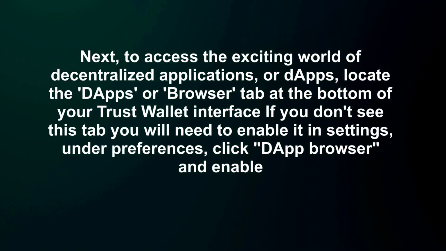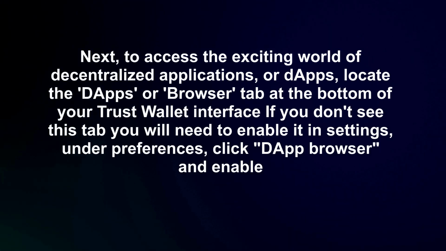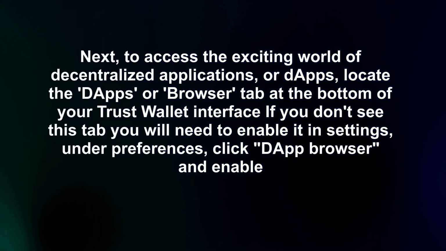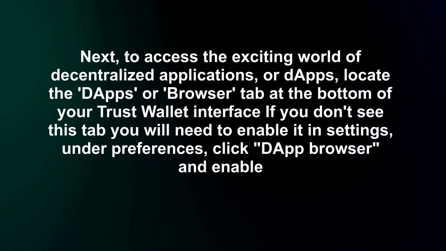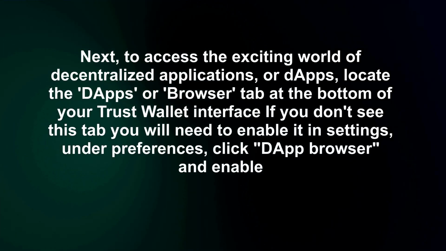Next, to access the exciting world of decentralized applications, or dApps, locate the dApps or browser tab at the bottom of your Trust wallet interface. If you don't see this tab, you will need to enable it in Settings. Under Preferences, click dApp Browser and Enable.